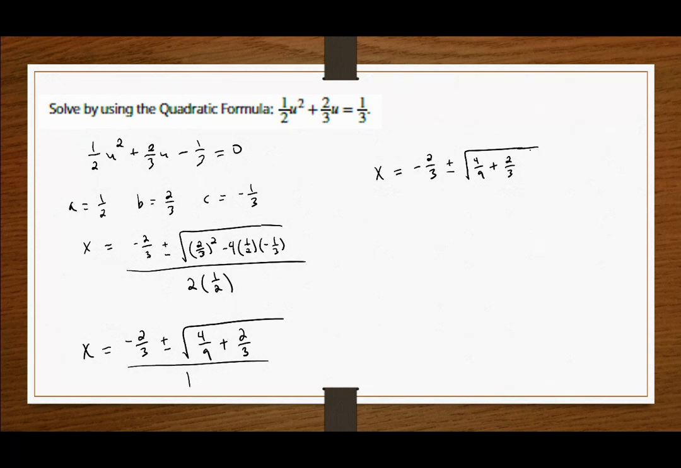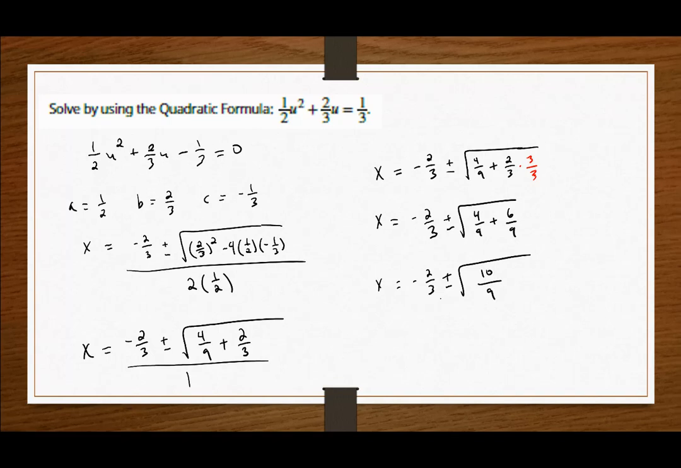But underneath the radical, we've actually got to be able to add together these two expressions. In this case, we can create an equivalent expression for 2/3 that has a denominator of 9, which would allow us to add them together. So 2/3 times 3/3 gives me 6/9. Again, the purpose of which is so that we can actually add together our two expressions underneath the radical. So 4/9 plus 6/9 should give me 10/9.